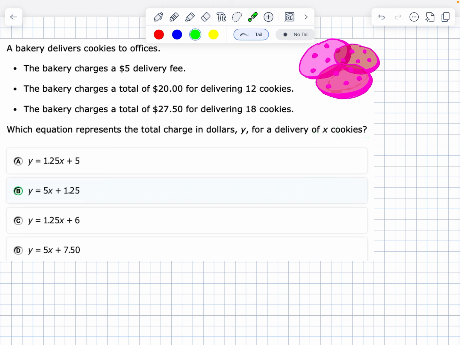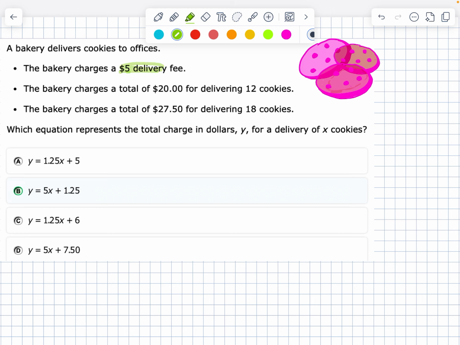Okay, and here are the answers. They all start out the same, Y equals, and Y up here is the dollar amount. And then X is cookies, so X is in all of them. So let's just walk through and see what there is to see in the question itself.